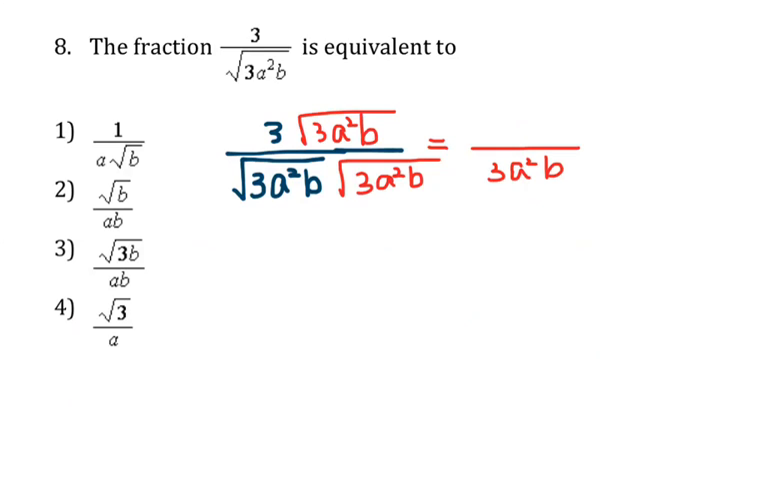How about the top? Notice that a squared is a perfect square, so we can bring out a. Then we get 3a and square root of 3b. Then here you can see that 3 cancels out, and a cancels out with the a squared. So what we are left with is square root of 3b over ab, and that becomes our answer, which is choice 3.